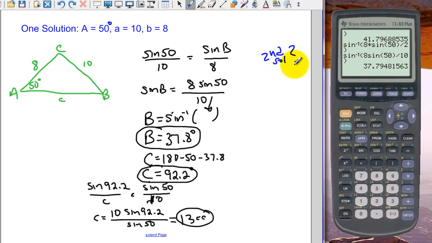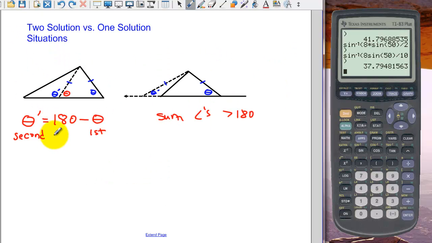Now in our second solution, the given information is the same. So A prime is the same as A, because that was fixed. We couldn't change it. B is 8, and A is 10. Now we said from our picture that if a second solution exists, it will be supplementary to the first solution.